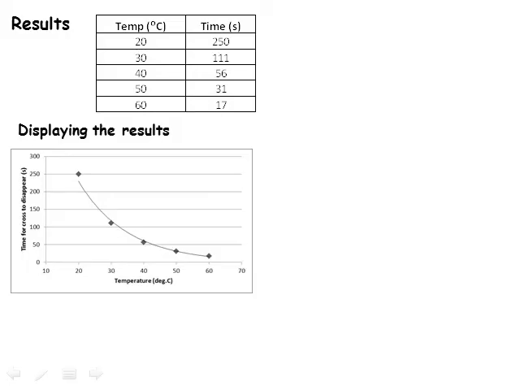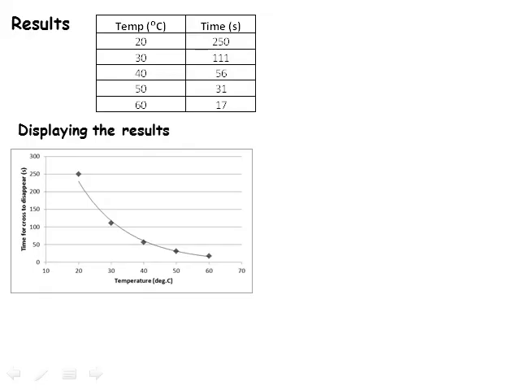The times shown here are averages over several repeats, with anomalies not included. The graph for our results clearly shows that as the temperature increases, the time for the cross to disappear gets less. But we can't see from this graph how the temperature actually affects the rate. As before, we'd need to turn the times into rates.